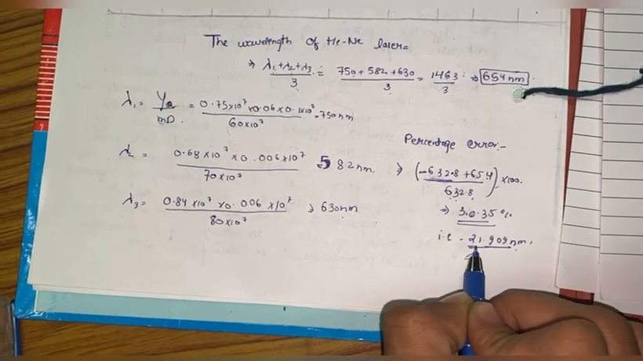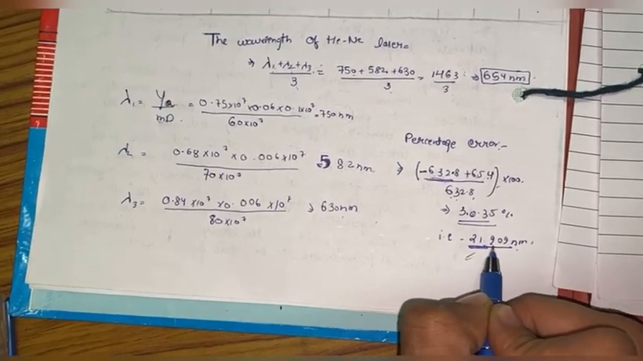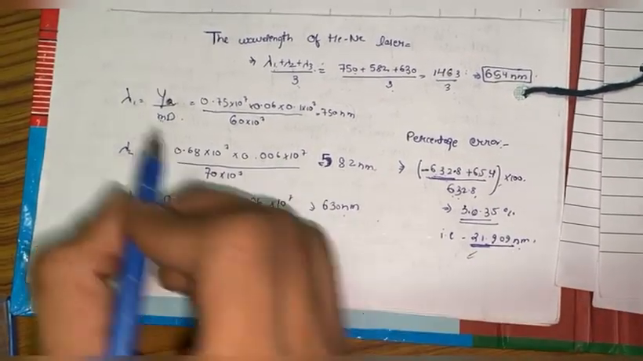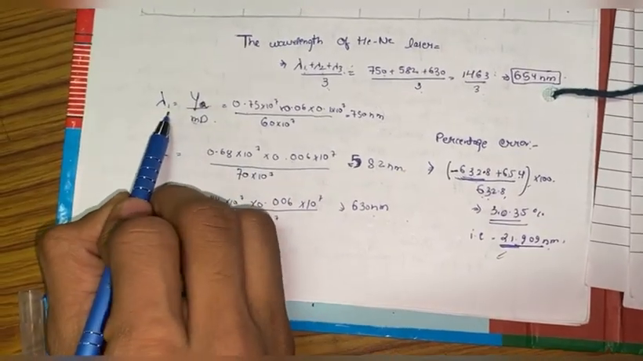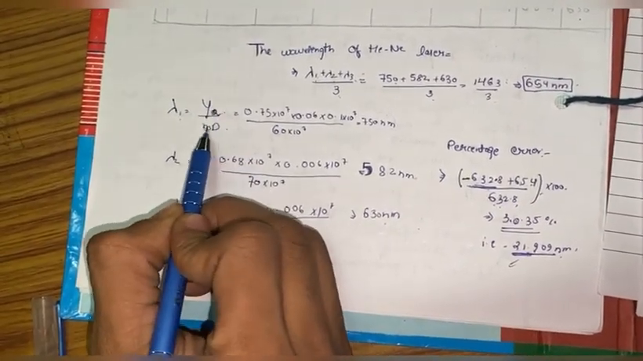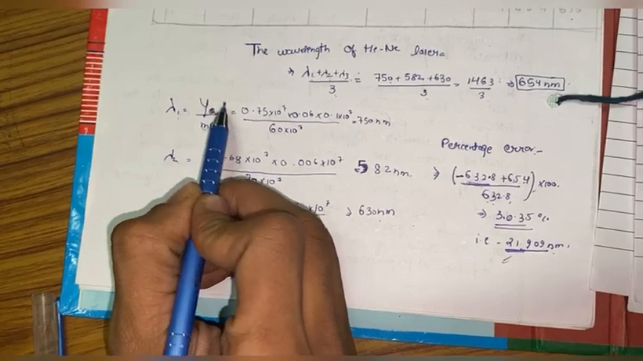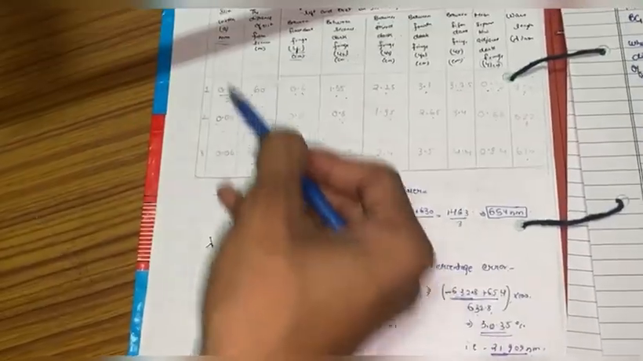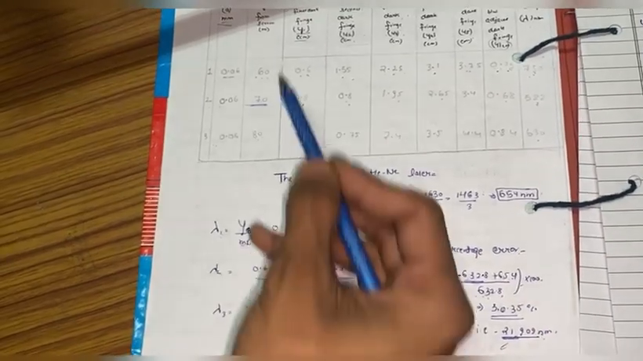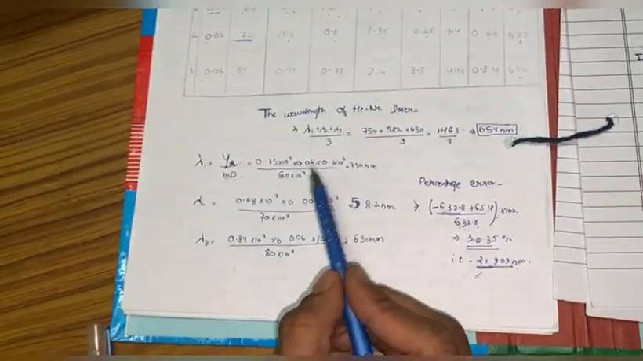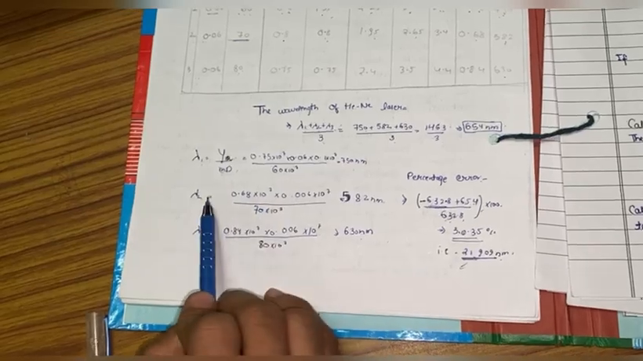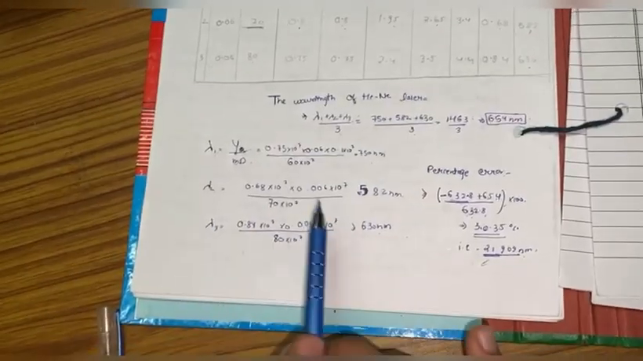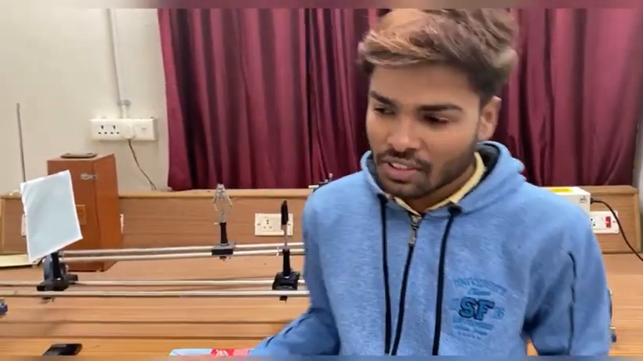So the error in wavelength is 21.909 nanometer, and we use the formula for lambda 1 equal to y a upon m into d. M is equal to 1 in this experiment, y we got from here, a is the slit width and d is the distance of slit from screen. We found every value lambda 1, lambda 2, lambda 3 by calculating this. We have already seen the apparatus, the formula and the theory which we will use to perform the experiment.